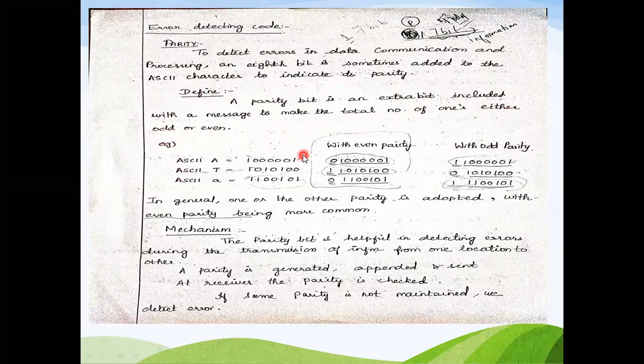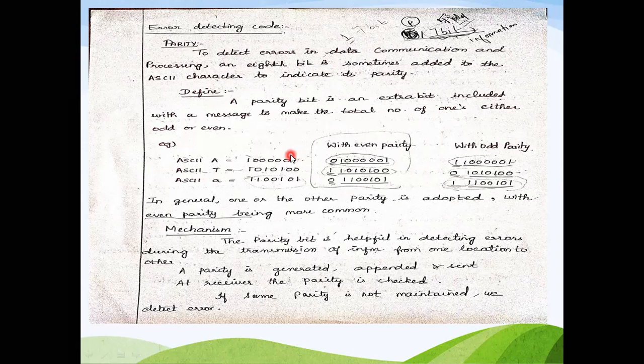So you can have two different types of parity. If it is an odd number of ones, it is called odd parity. If it is an even number of ones, it is called even parity. Considering the ASCII value of capital A, capital T and small a, I am writing that ASCII value in the case of 7 bits. Each ASCII letter is represented by means of 7 bits.